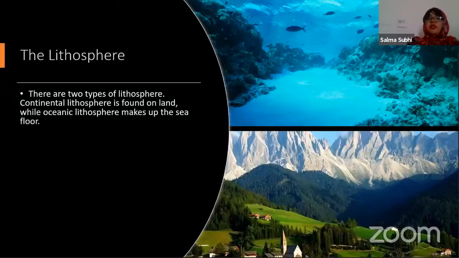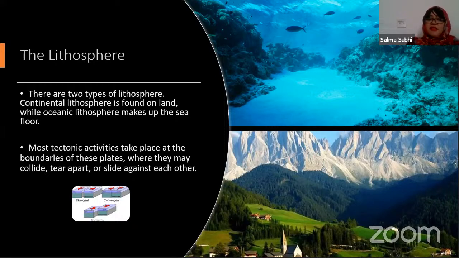So there are two types of lithosphere. The continental lithosphere, which is found on land, you can see the photo here, it's clear. And the oceanic lithosphere makes up the sea floor, as you can see here. Most tectonic activities take place at the boundaries of these plates, where they may collide, tear apart, or slide against each other. In this photo, you can see they collide here, we call this convergent, and maybe they will tear apart, we call this divergent, or they can slide against each other, we call this transform, okay?